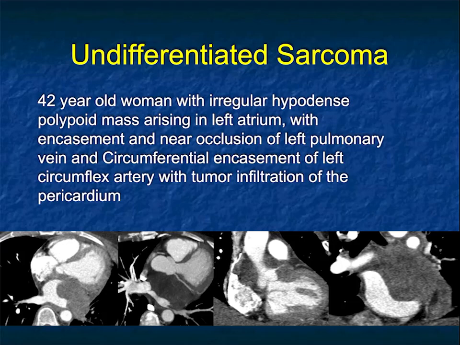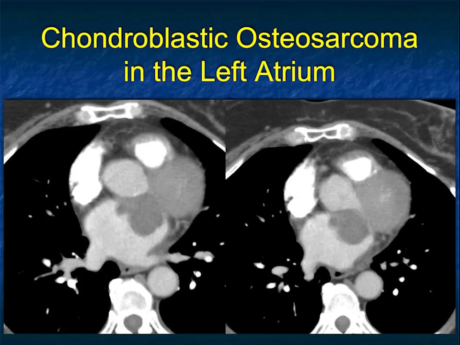Now, there are other tumors, undifferentiated sarcomas. This patient presented with a hypodense polypoid mass, which appears to arise from or growing into the left atrium. There's encasement and occlusion of the left pulmonary artery, circumferential encasement of the circumflex coronary vein, and infiltration of the pericardium. You could think about metastasis in this case, but this was a sarcoma. Now, there's a number of different sarcomas beyond angiosarcomas. Sometimes they're leiomyosarcomas, sometimes they're undifferentiated sarcomas.